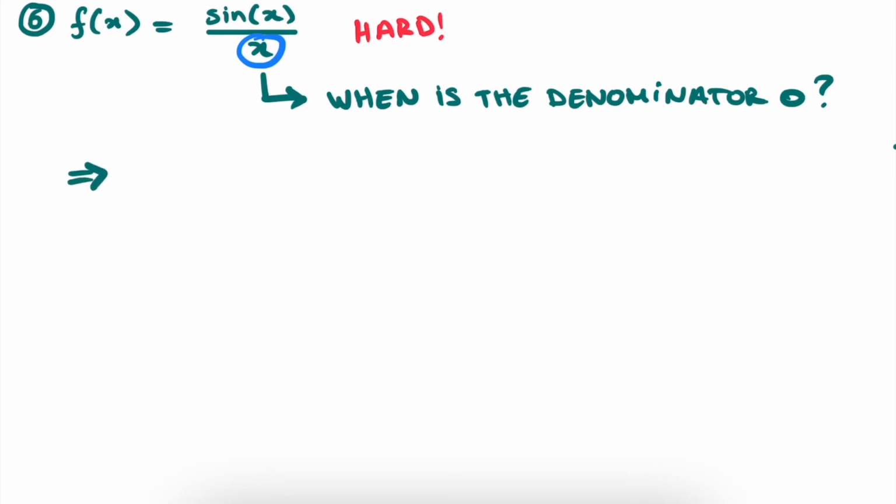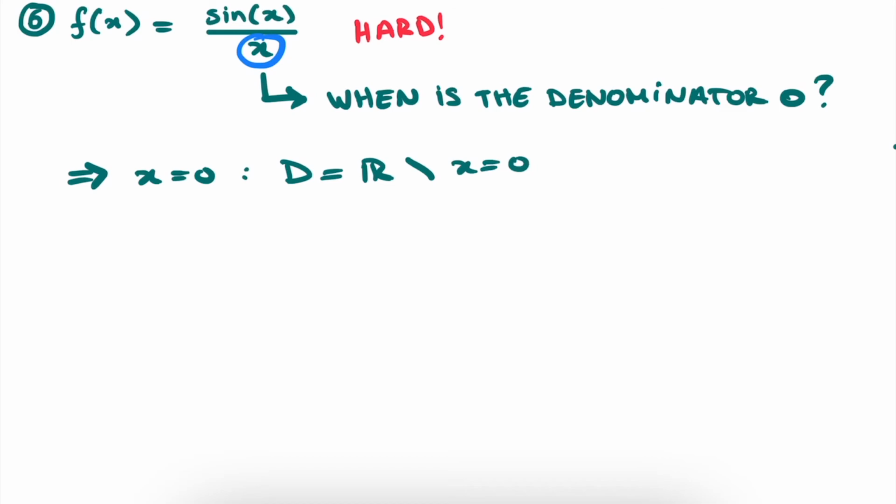And in this specific case, this is quite straightforward. Namely, x is 0 when, well, x is 0. So the denominator is only 0 when x is equal to 0. So we could conclude that the domain is simply all of the real numbers without x is equal to 0. Problem solved, right? Well, not exactly.